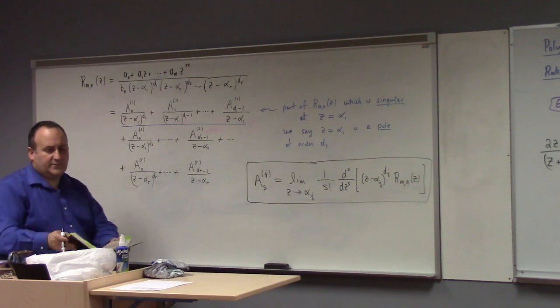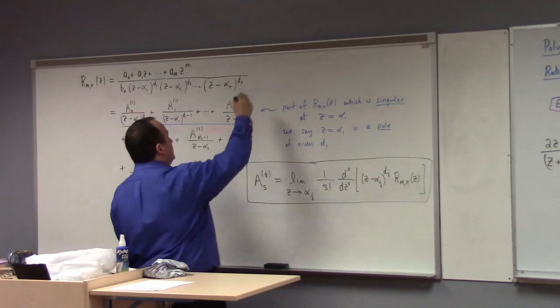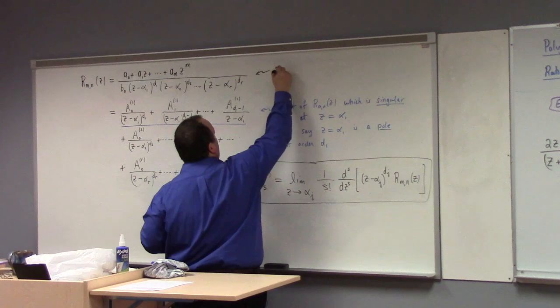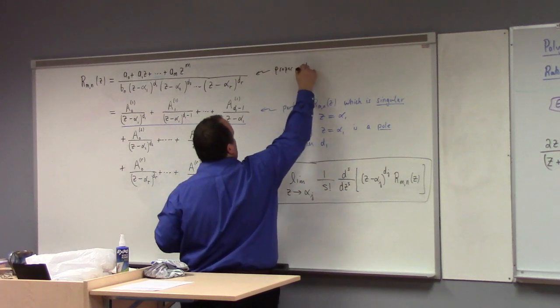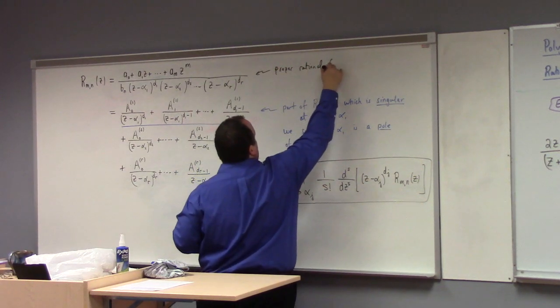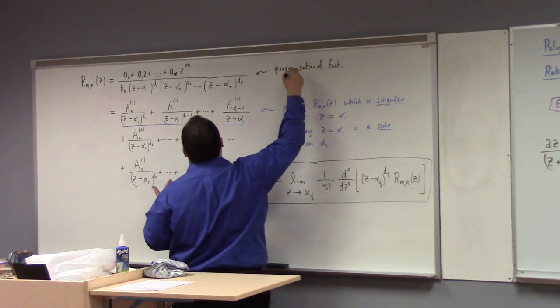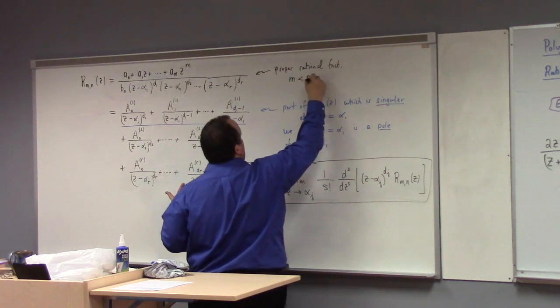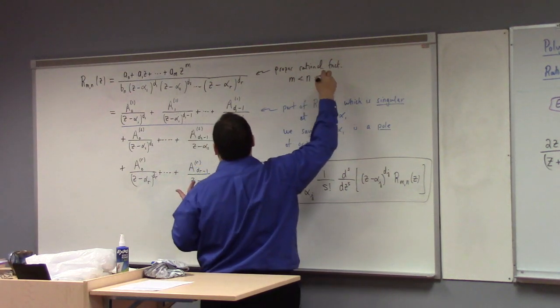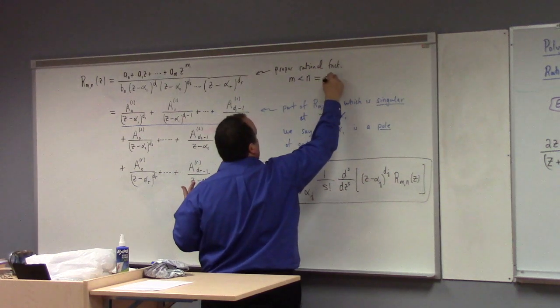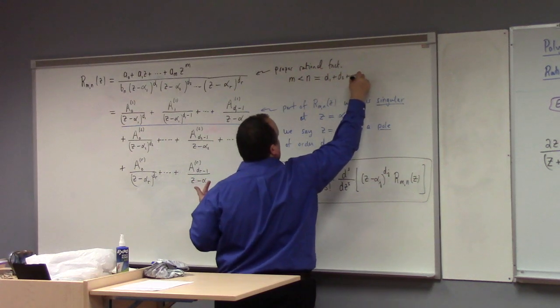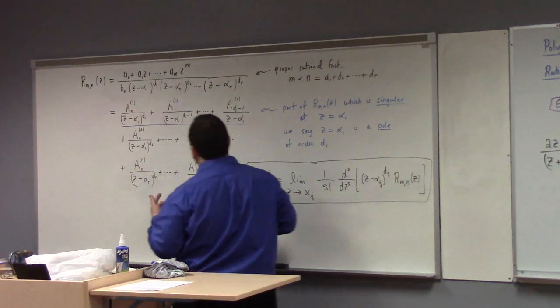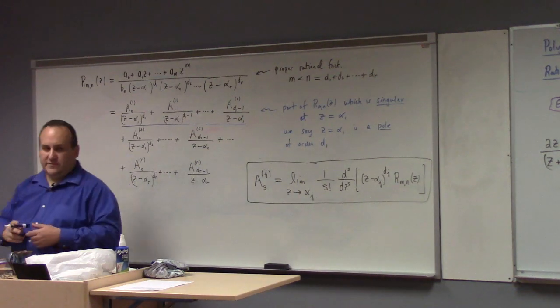Again, this presumes that this is a proper rational function, and that means that m is strictly less than n. And n, by the way, is equal to d1 plus d2 plus up to dr, to be clear. It's the sum of the orders of the poles.